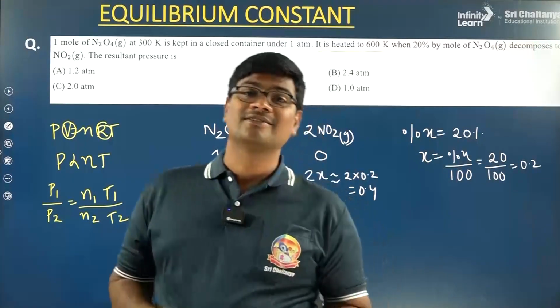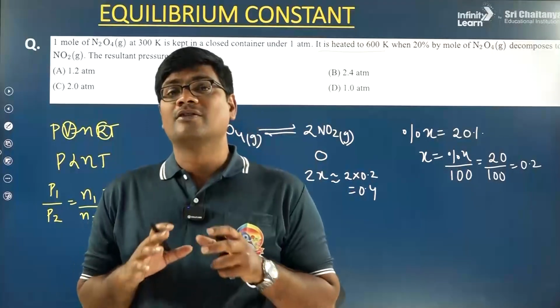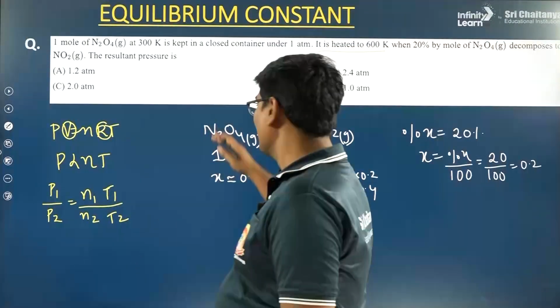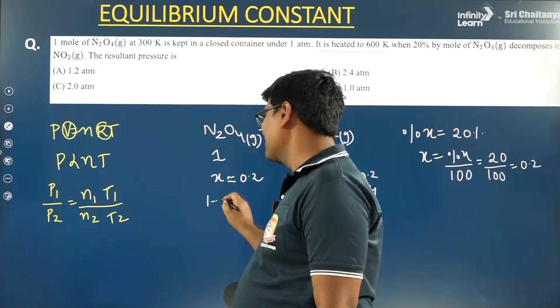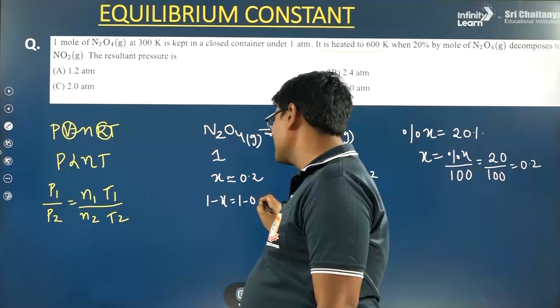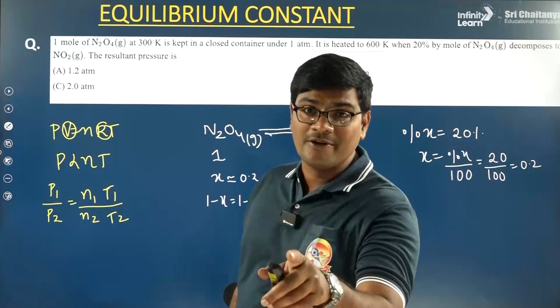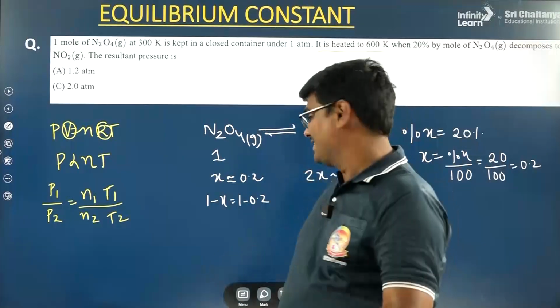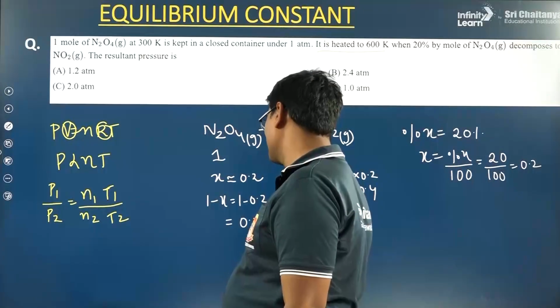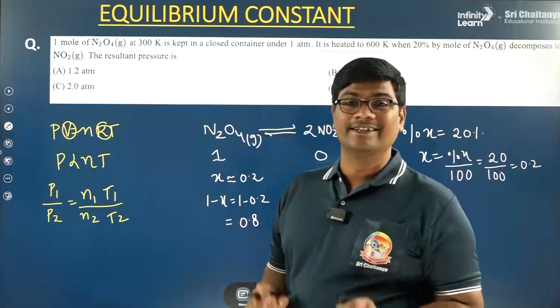Then what is the final number of moles in the mixture? We need to subtract, as you know from chemical equilibrium, I have seen this type of principle. This is 1 minus x, that is 1 minus 0.2, because 1 mole of N2O4 is taken and 0.2 moles is reacted. Then the total moles of N2O4 present is 0.8.